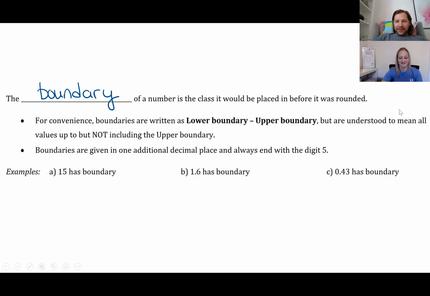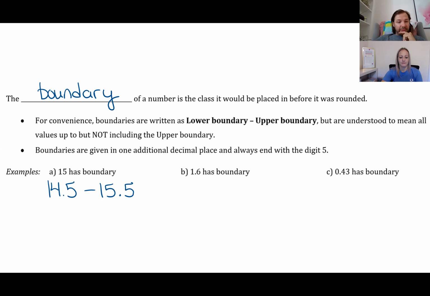Okay, so now we're going to talk about boundaries. The boundary of a number is the class it would be placed in before it was rounded. For convenience, boundaries are written as lower boundary and upper boundaries. Usually we just say lower bound or upper bound, but they are understood to mean all the values up to but not including the upper boundary. Boundaries are given in one additional decimal place and always end with the 5 digit. So 15 has boundary, that would be 14.5 to 15.5.